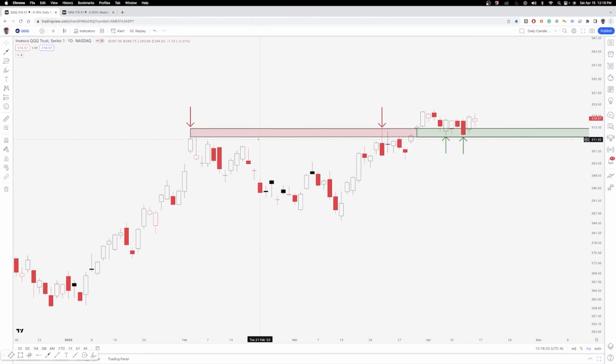And so that's why I changed this red zone to green, as price started to really respect this area as a support zone. So what I did was I essentially took this wick here and then this wick here, and that's the width of my zone. So that's how I created this particular zone.